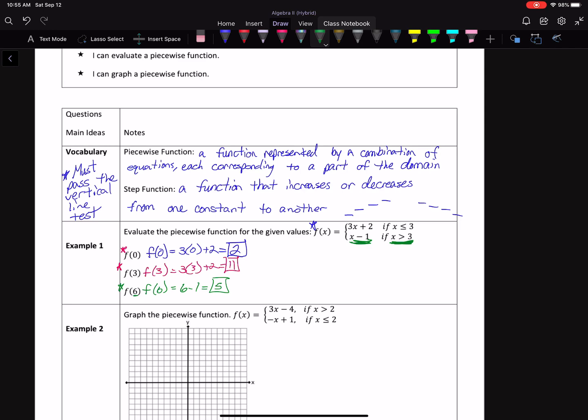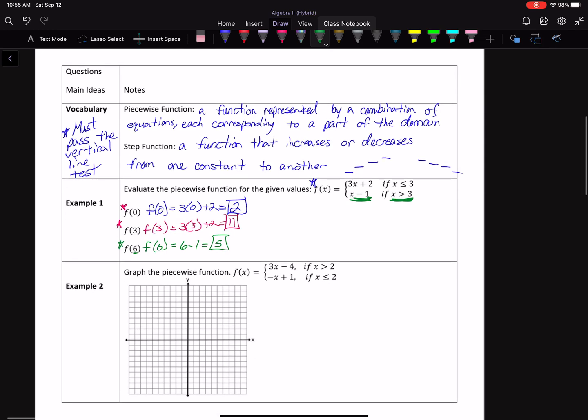Graphing now is a little bit more difficult. Again, we have two lines. We have 3x minus 4 and negative x plus 1. We want to graph these lines, but we want to limit them. You can see here we're splitting our equations at 2.